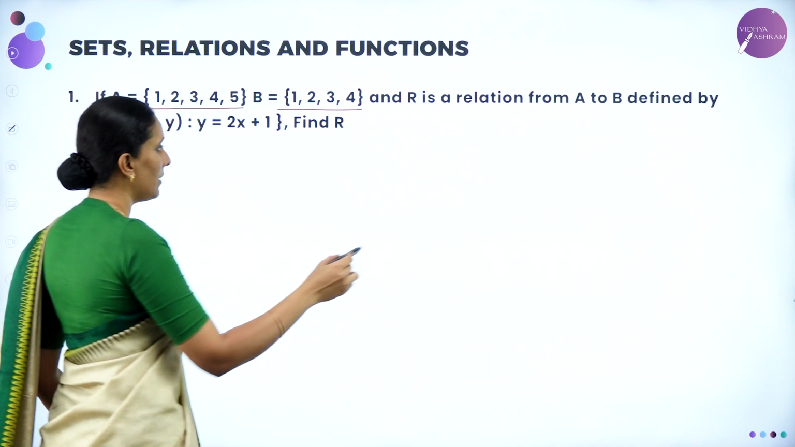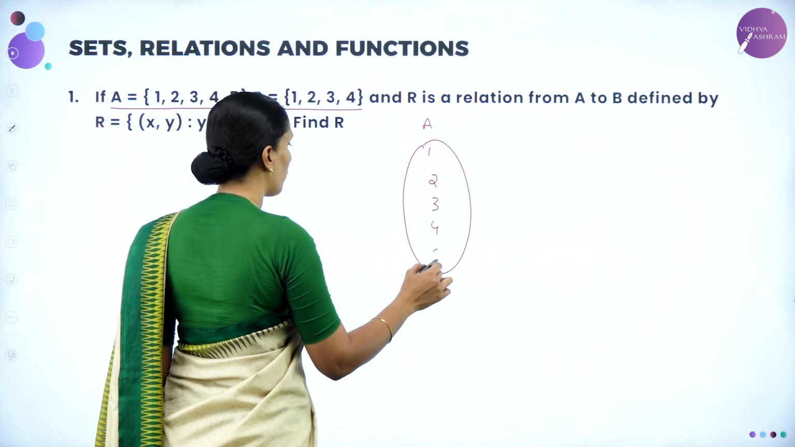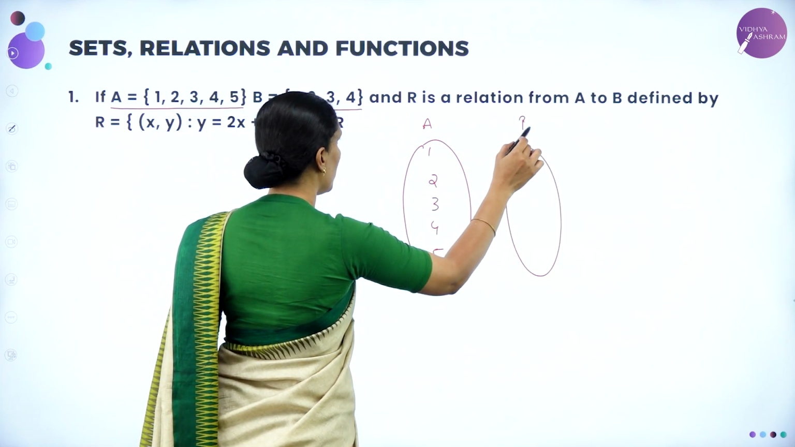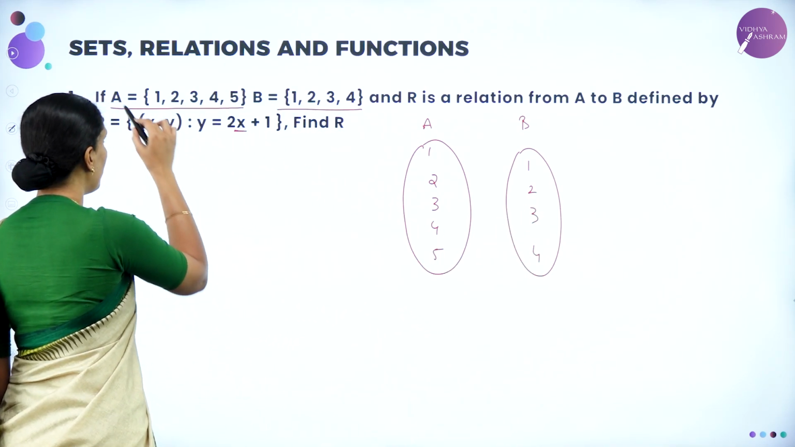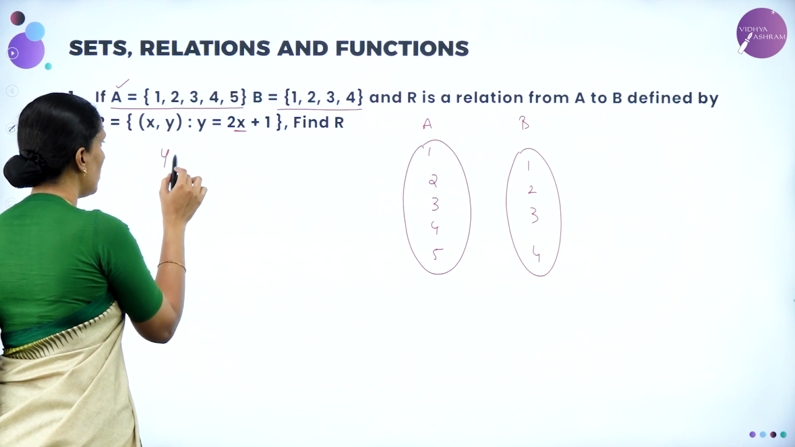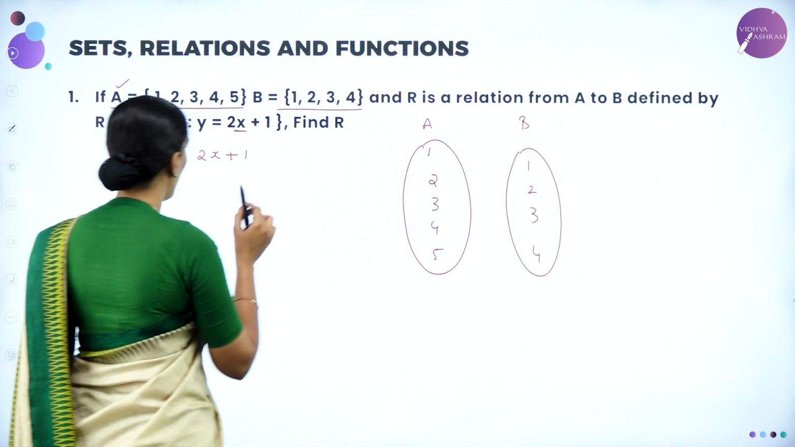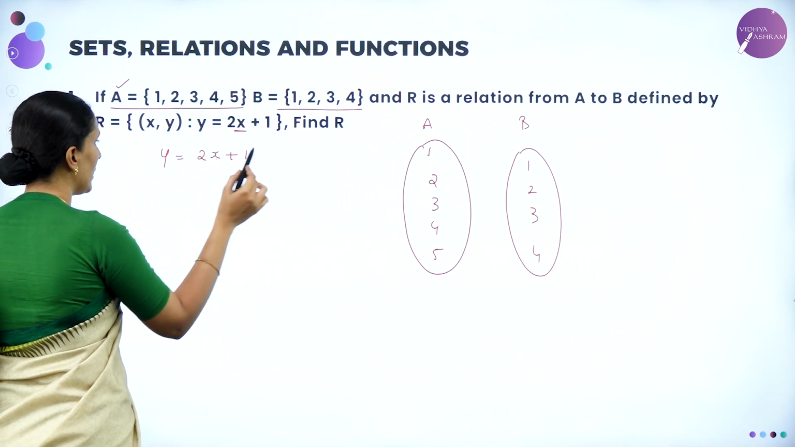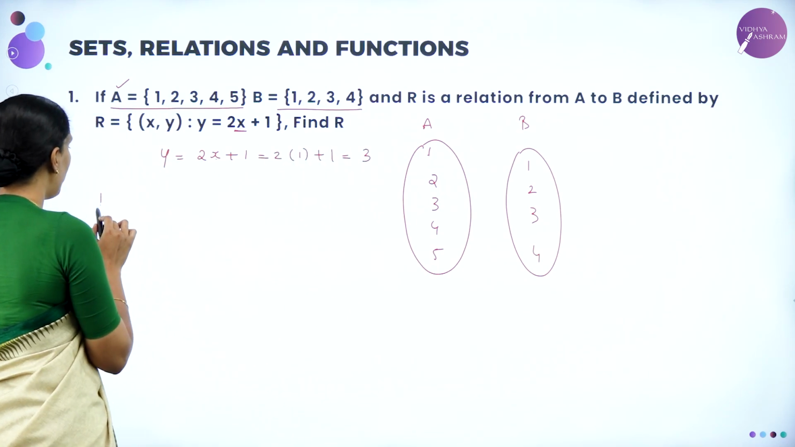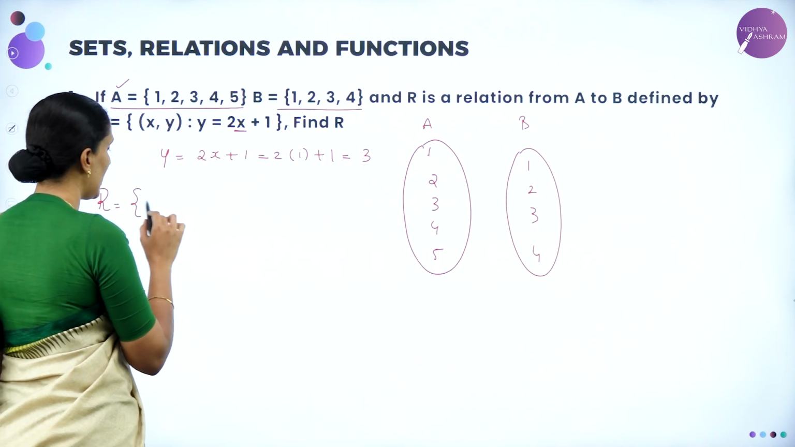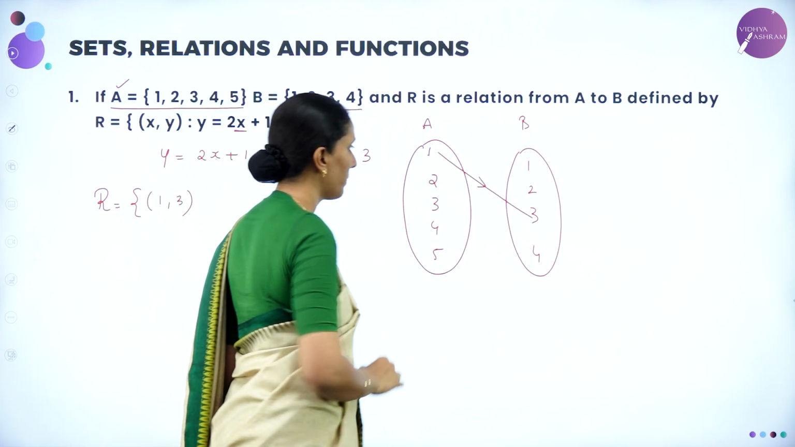So let me take here, this is set A which contains 1, 2, 3, 4, 5 and this is set B which contains 1, 2, 3, 4. We should always take the domain element from the set A. So we have a relation y is equal to 2x plus 1. So let me take x is equal to 1 here. So if I put 1 here, then it is 2 into 1 plus 1 which is equal to 3. So my first ordered pair in the relation set is (1, 3). So that means 1 is paired with 3.